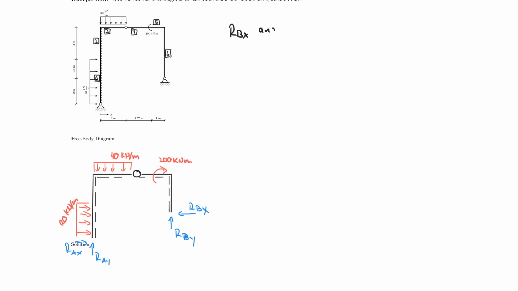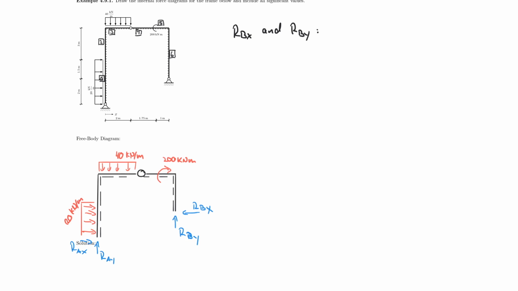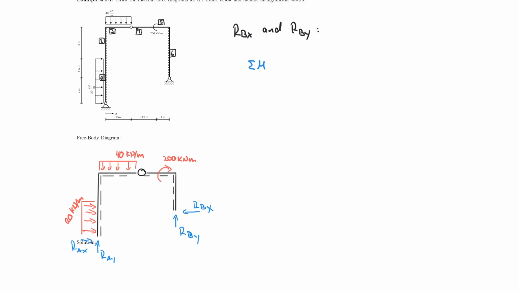RBX and RBY. And the way I do that is by setting up two equations with the same unknowns. So first, I'm going to set up the first cut, in which I take the sum of the moments about the hinge. So I set up the sum of the moments about the hinge is equal to 0, counterclockwise positive, and now I can get started.